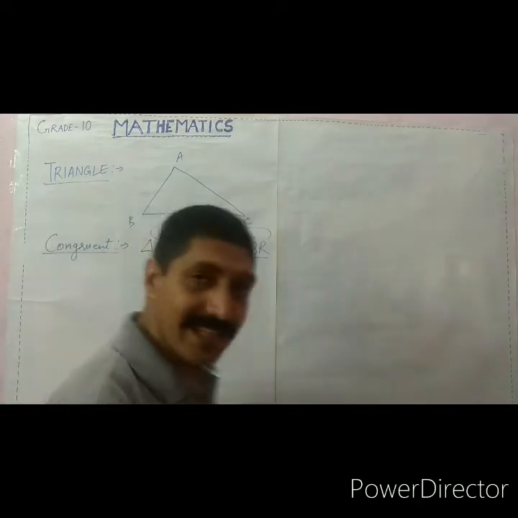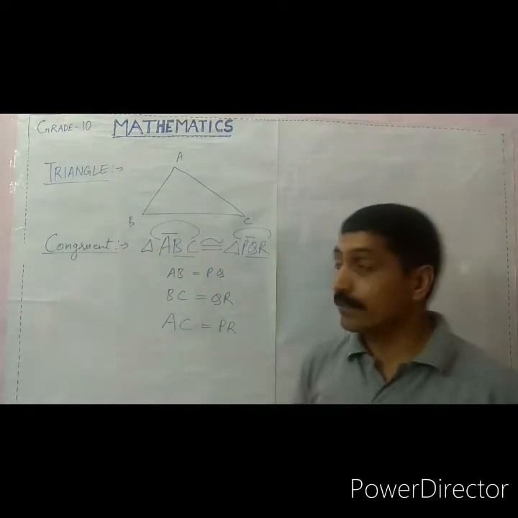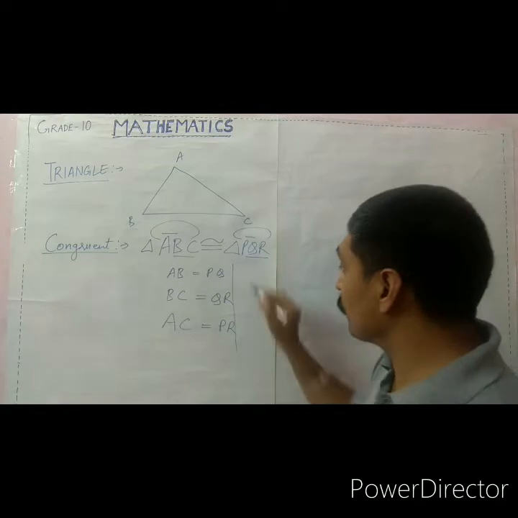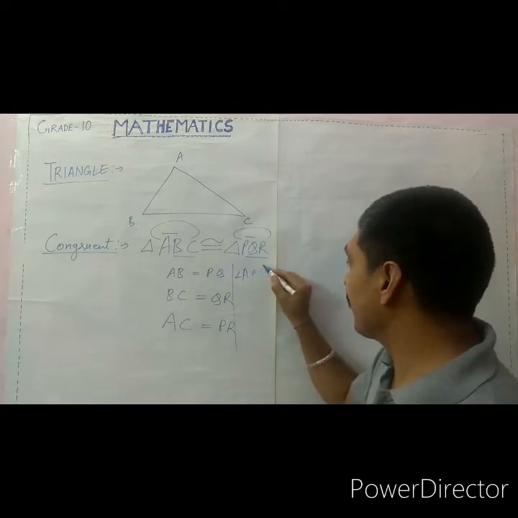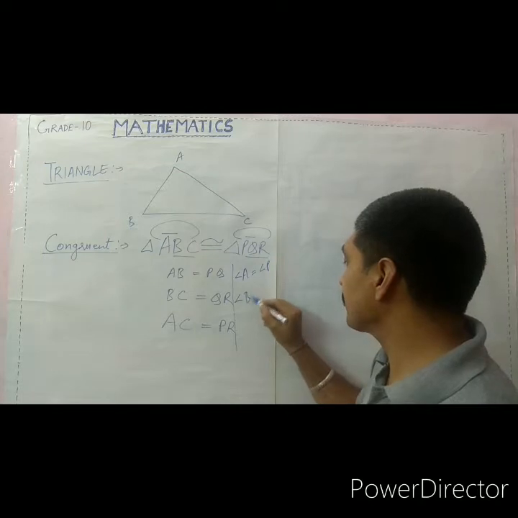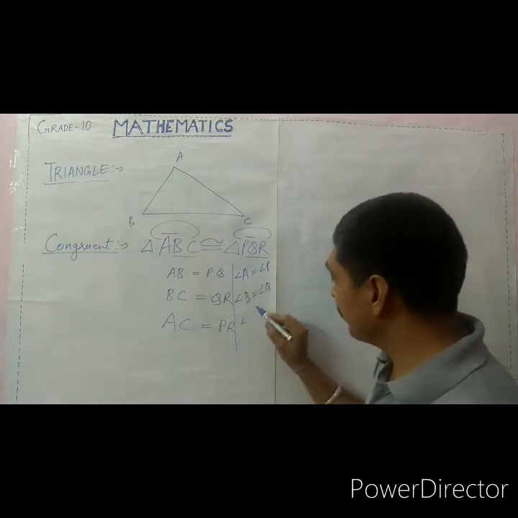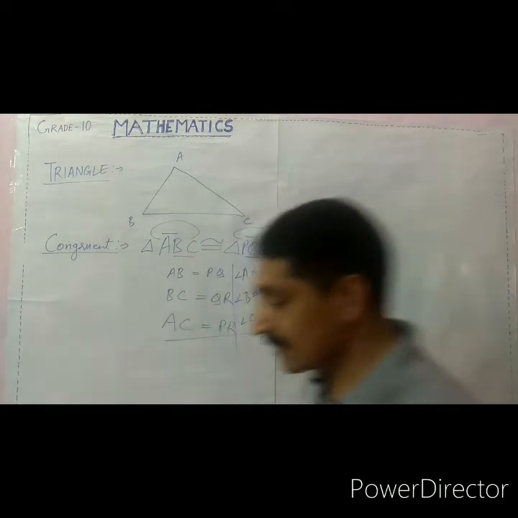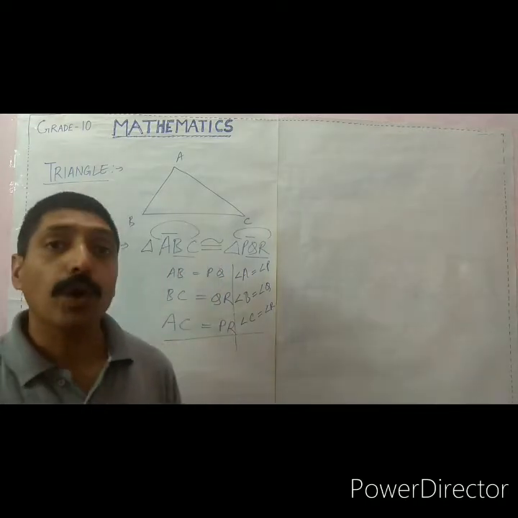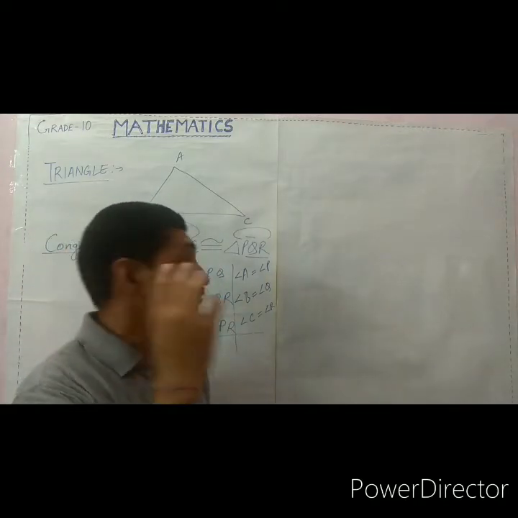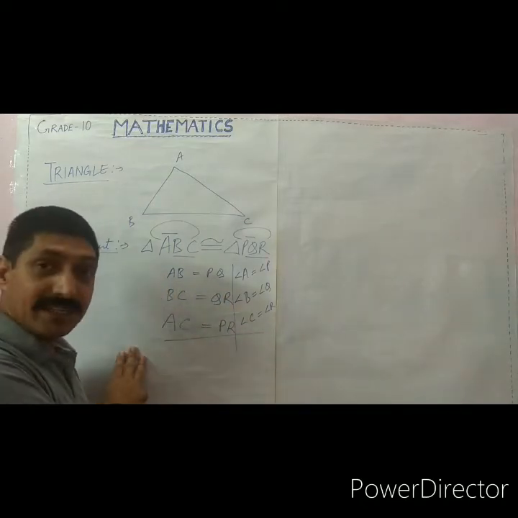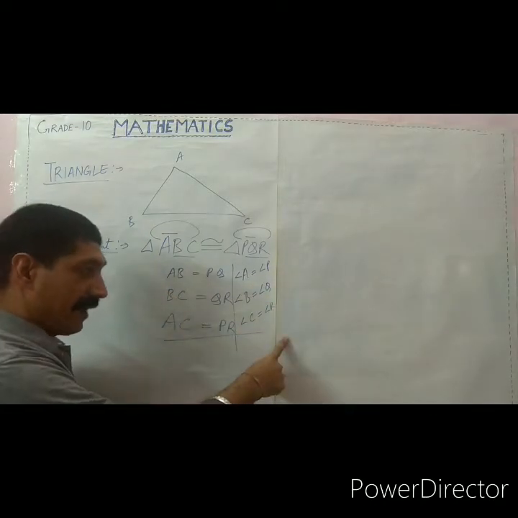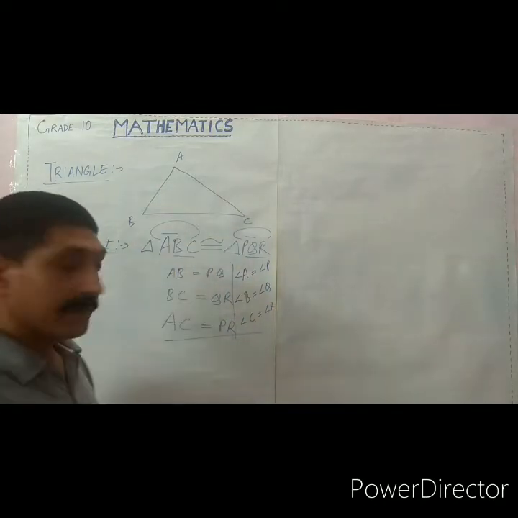Two triangles are said to be congruent when their corresponding sides are equal and their corresponding angles, angle A is equal to angle P, angle B is equal to angle Q and angle C is equal to angle R. Then we say that these two triangles are congruent. So we have 6 things, 3 corresponding sides and 3 corresponding angles. If these 6 things are equal, then we say the triangles are congruent.